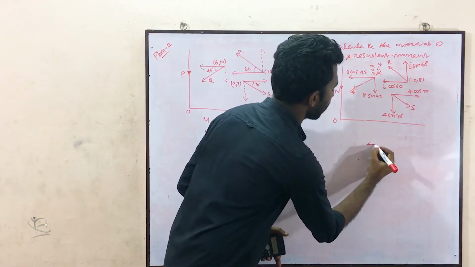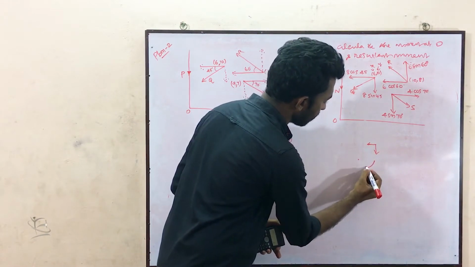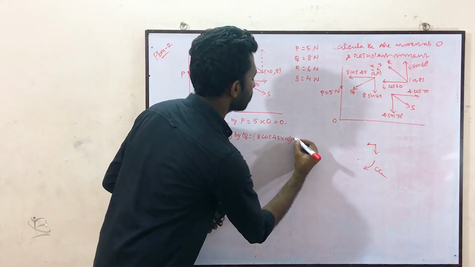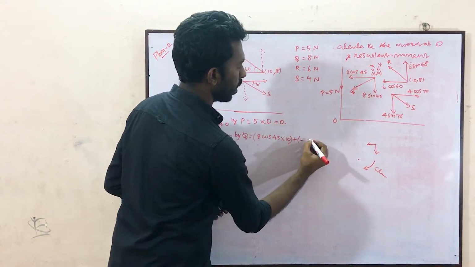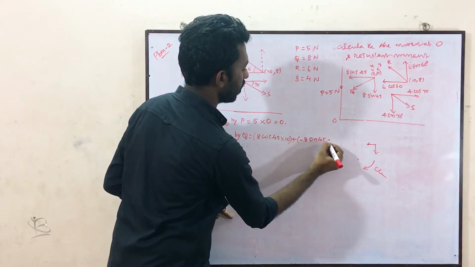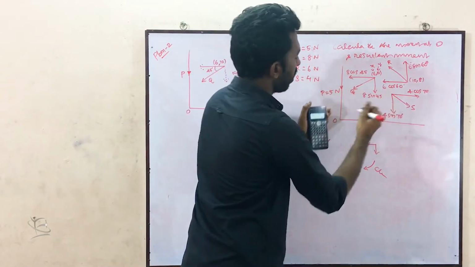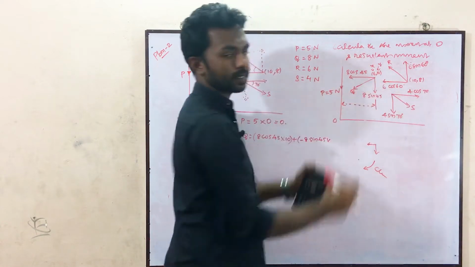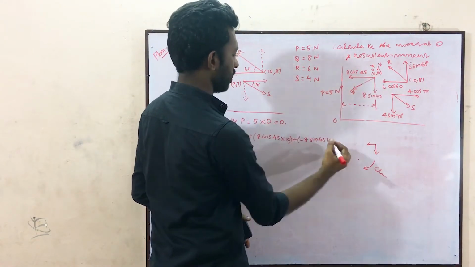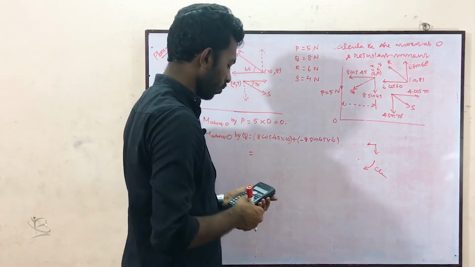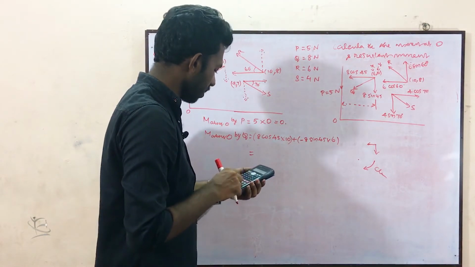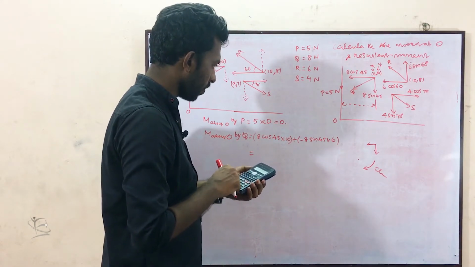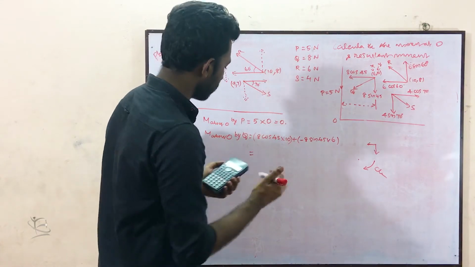Now this 8 sin 45 is the vertical force, acting in this direction. So this is clockwise, so take it as negative: minus 8 sin 45, into, we have to take the horizontal distance. This distance is given as 6. So take it 6. Now when you do the calculation, 8 cos 45 into 10 minus 8 sin 45 into 6, you will get the answer.